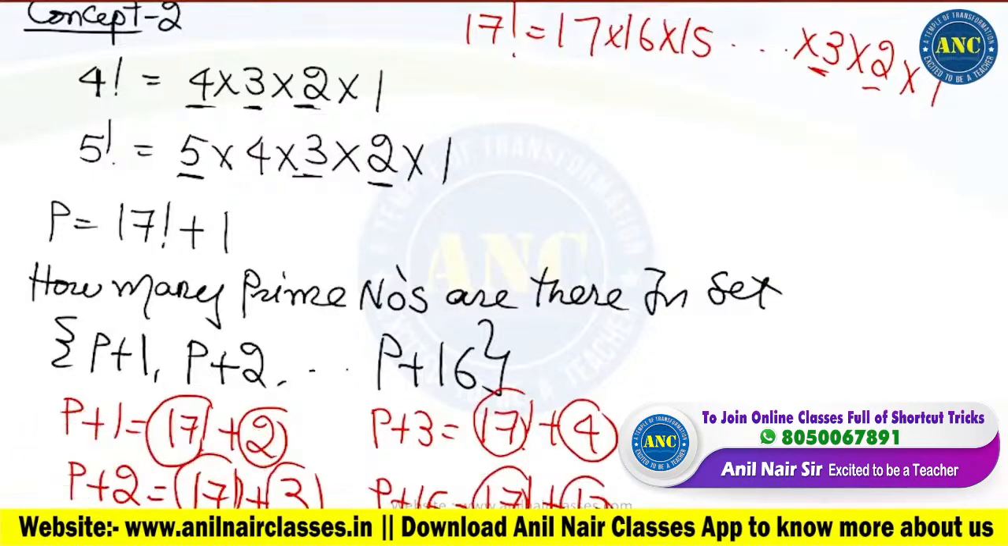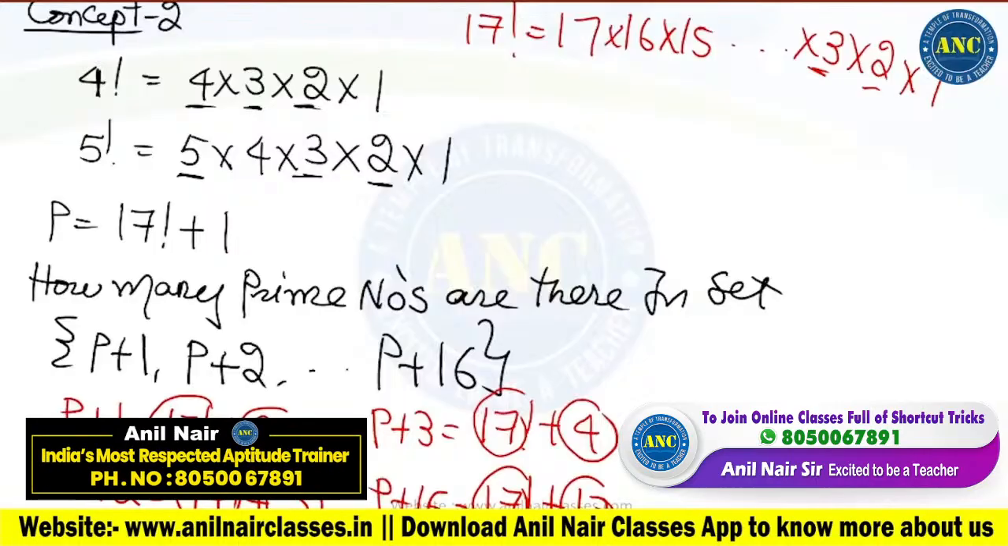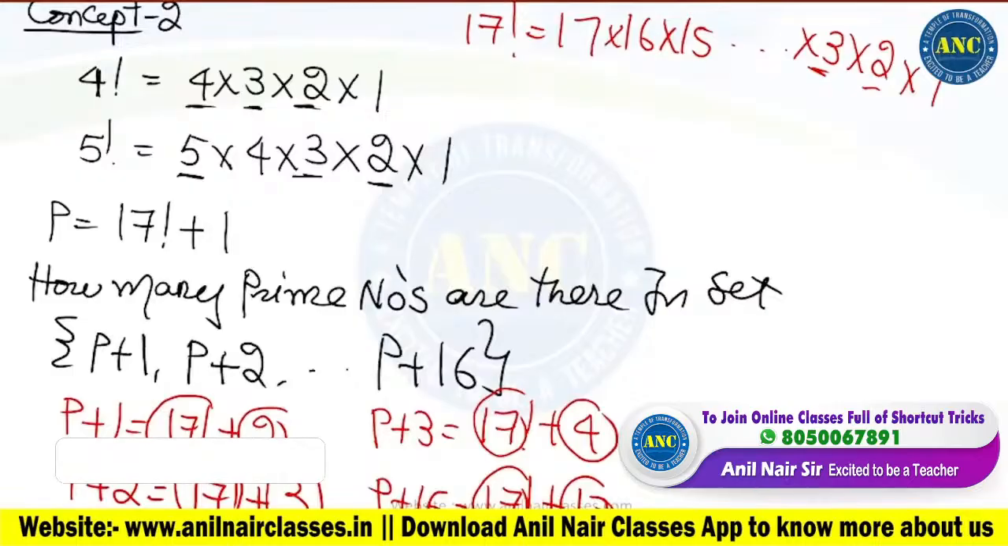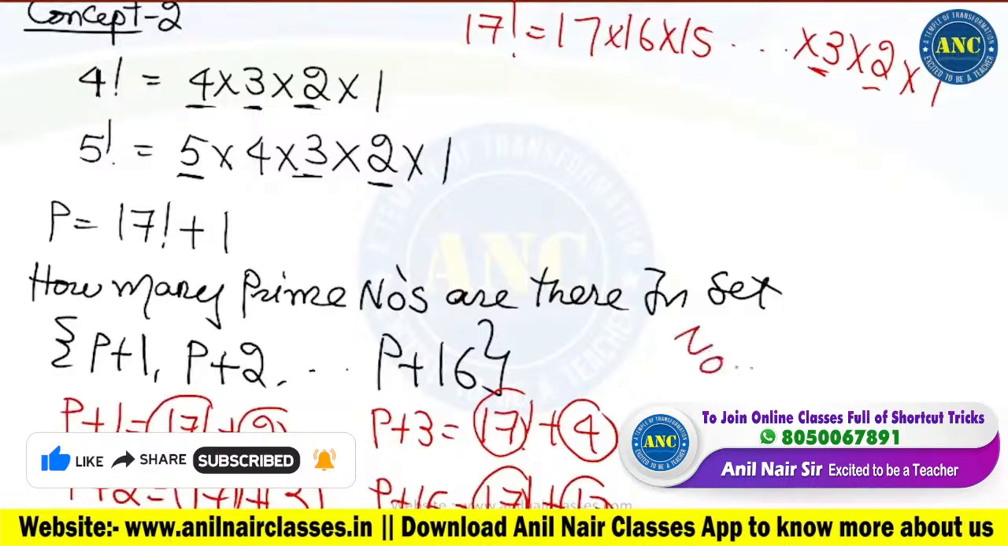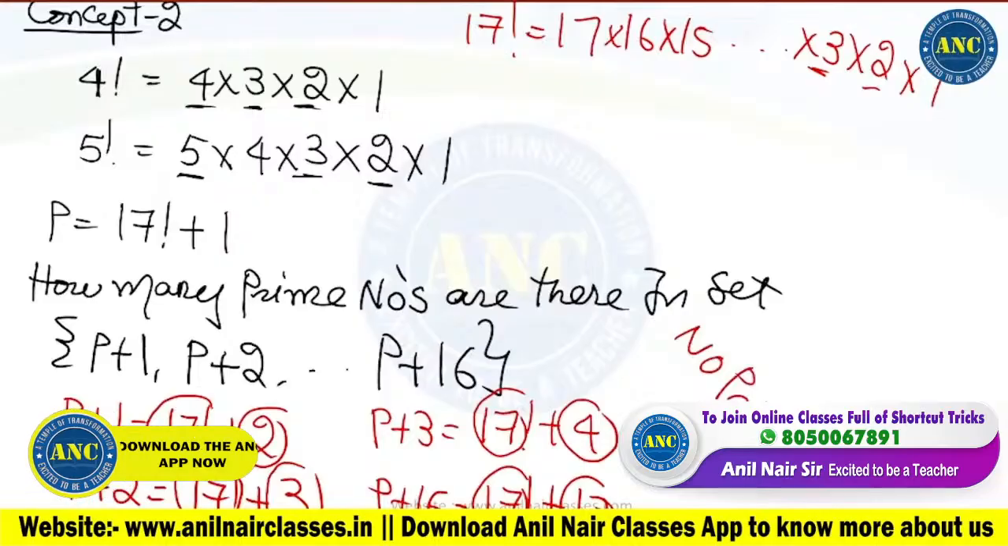In the first case, P plus 1 is giving an even number. Second, P plus 2 is divisible by 3. P plus 3 is an even number. P plus 16 is divisible by 17. So none of the values gives a prime number. No prime numbers are there in the set.